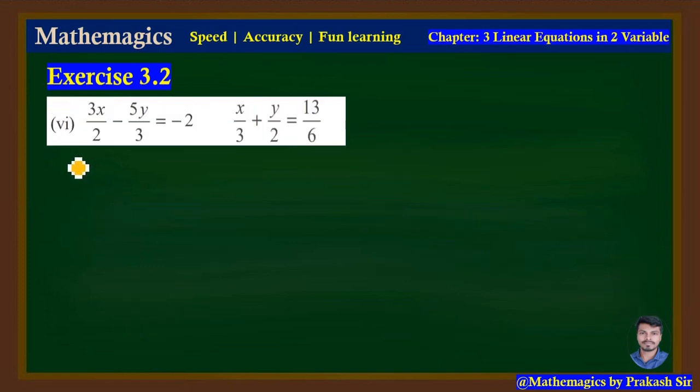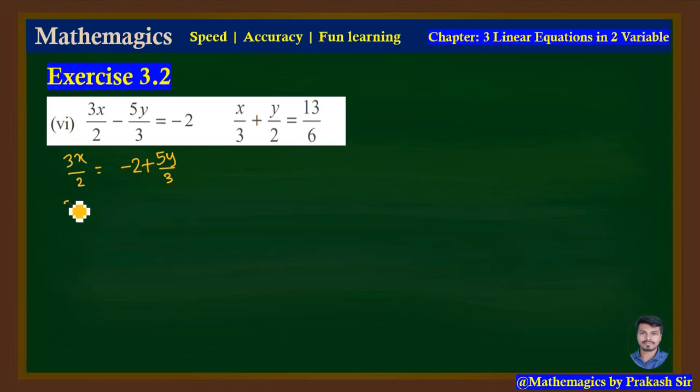That is question number 6. It is introducing the fraction in this linear equation. So let us have a look to understand how to solve this. So here the first equation is 3x by 2 minus 5y by 3 is equal to minus 2. So here I'm just going to calculate the value of x. So here the first step is 3x by 2 is equal to minus 2 plus 5y by 3.